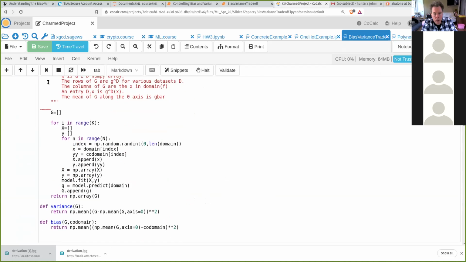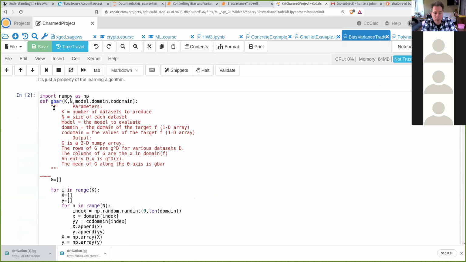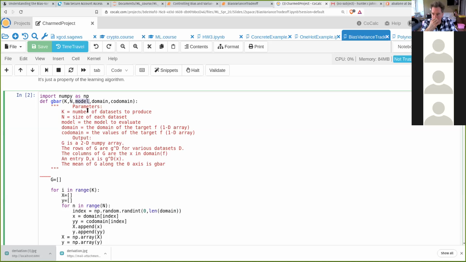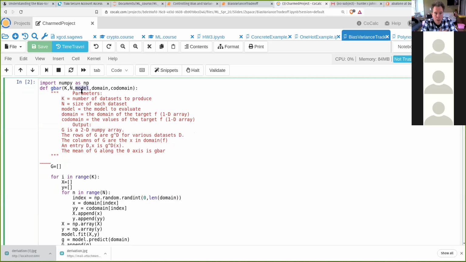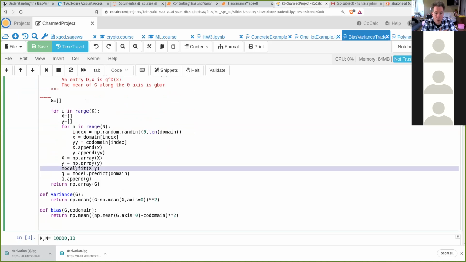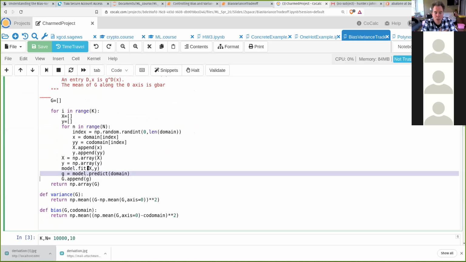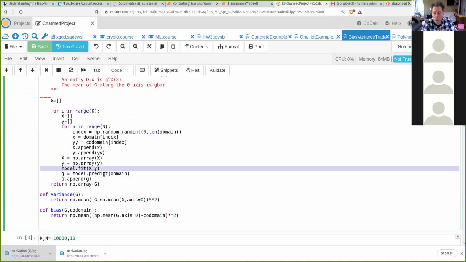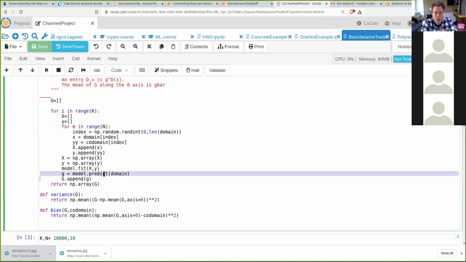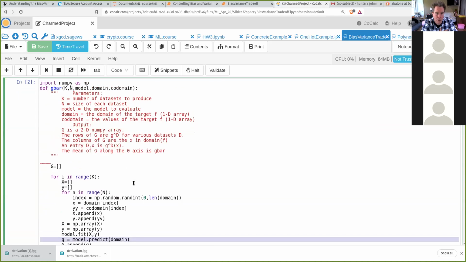Okay, and so this code does that. And I tried to make it work pretty generally. So you give it K, which is how many data sets you're going to make. And you give it N, which is the number of data points in each data set. This is the model, which could be linear regression or something else, and it's going to be from sklearn. So sklearn models all have the same interface. You just do fit and then predict. So this will work for any classifier or regressor that comes with sklearn. So maybe we can use it later to look at some other examples.